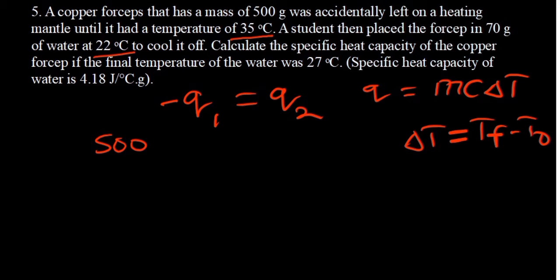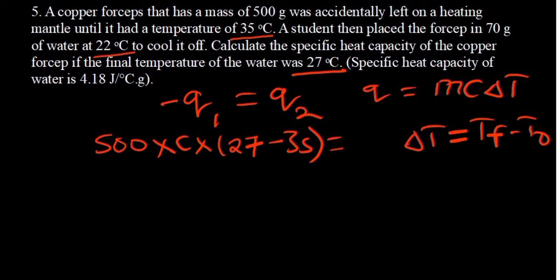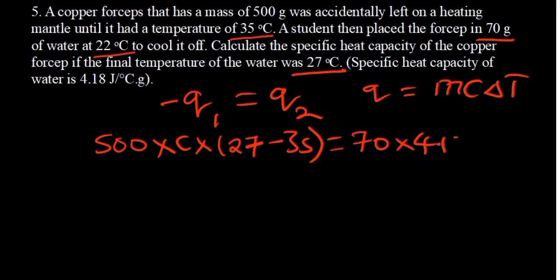Okay, so we have the mass there multiplied by the specific heat capacity, which we don't know, of the copper forceps. The change in temperature, do we know the temperature? The final temperature we know is 27. So it's 27 minus the initial, which was 85. So on the other side, for water, what do we have? The mass of water is given in the question to be 70. The specific heat capacity is 4.18. The change in temperature, the final was 27, of course. The initial was 22. Remember there's a negative on the copper side because it had a greater temperature, so it was losing.